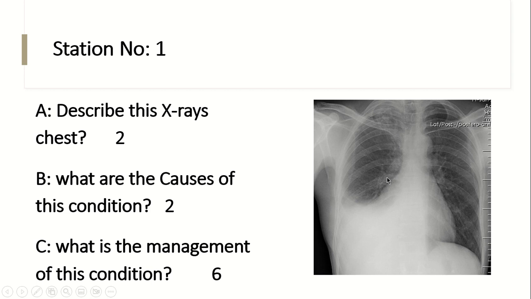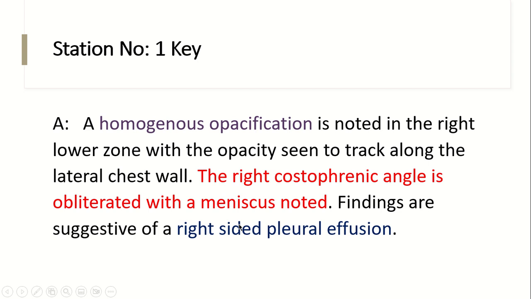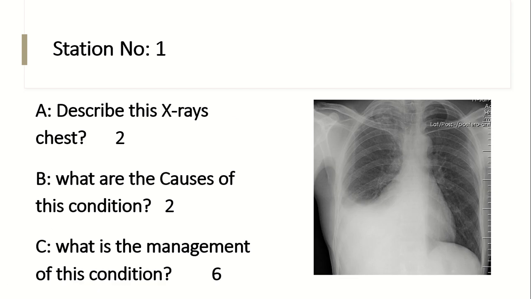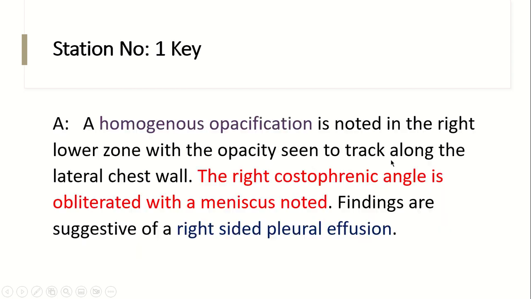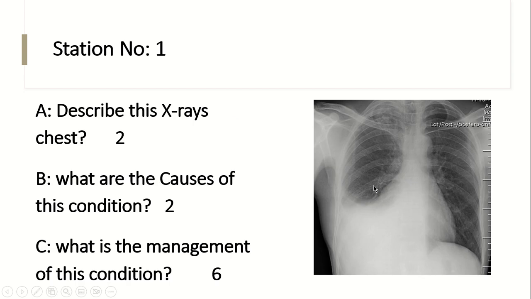Describe the X-ray chest, what are the causes of this condition, and what is the management of this condition. So the answer of the first is to describe the chest X-ray findings. There is homogeneous opacification in the right lower zone, as you have seen in the chest X-ray, with the opacity seen to track along the lateral chest wall.